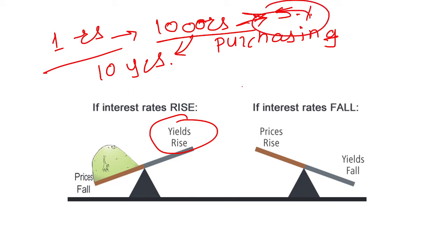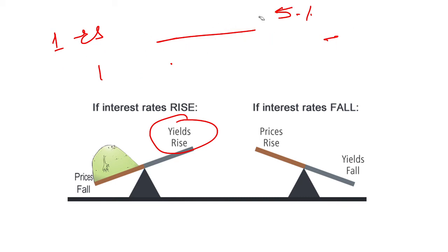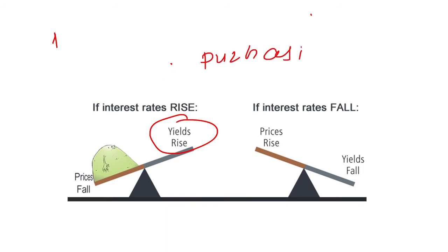But if government is going to purchase this bond once again, like government, now RBI is going to purchase on behalf of government. So if government is going to purchase these bonds once again, after purchasing, the bond yields of these bonds will decrease.